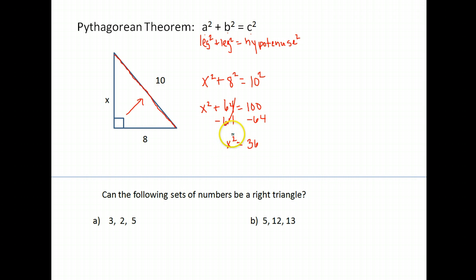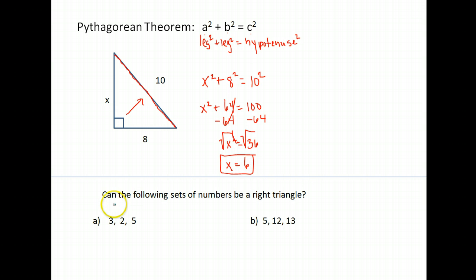To get rid of a squared, the opposite or the inverse of that is doing the square root. So I take the square root of both sides, and usually I tell you that when you do a square root to solve, you put a plus or minus. But since this is the length of a side, and lengths of sides can't be negative, we're just writing positive 6 as our answer. Okay, so that is one way you can use the Pythagorean theorem.